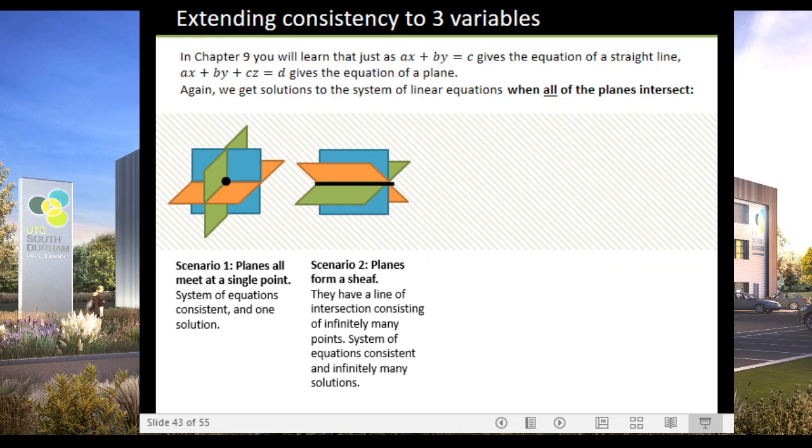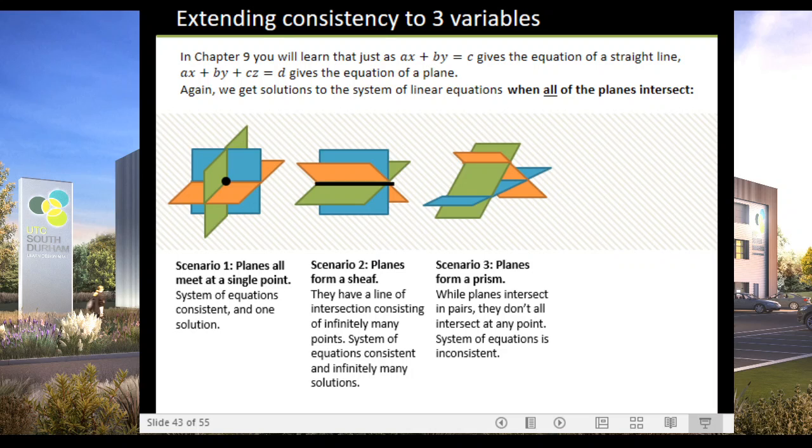Scenario 2, the planes form a sheaf. They have a line of intersection consisting of infinitely many points. The system of equations is consistent and there are infinitely many solutions. That shape there is known as a sheaf. You can think about it like the shape of a book that is turned open and all the pages come out of the central spine.